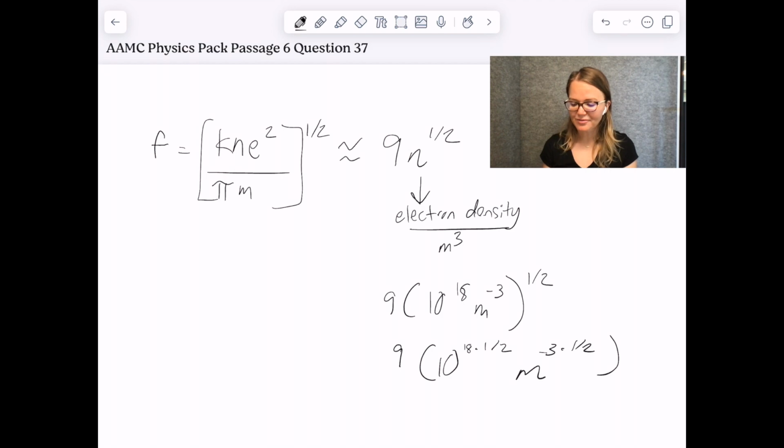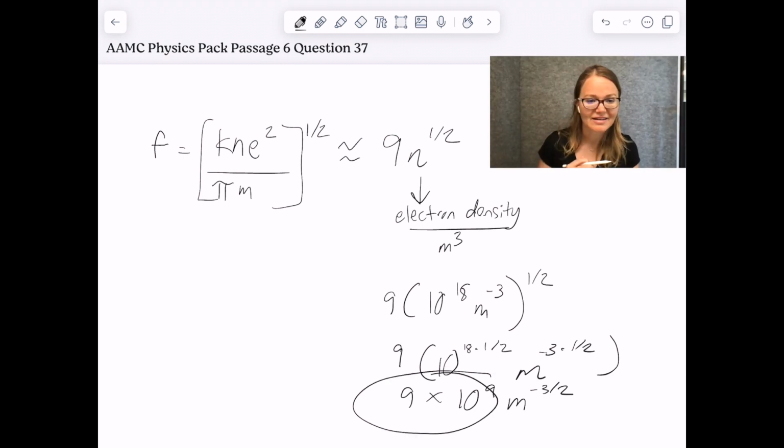So if we simplify that, we're going to get 9 times 10 to the, 18 times 1/2 is 9, and then meters to the -3/2. Now notice that that should be answer choice C, for me at least. So the answer is going to be 9 times 10 to the 9th hertz.